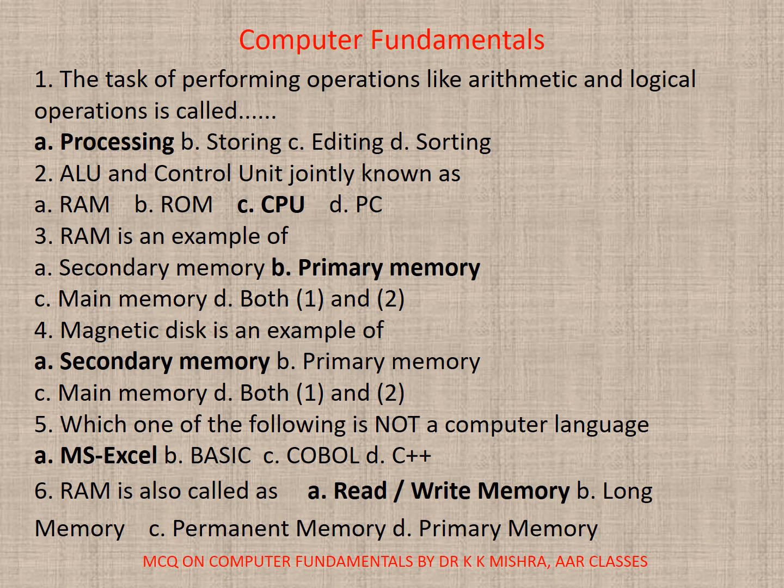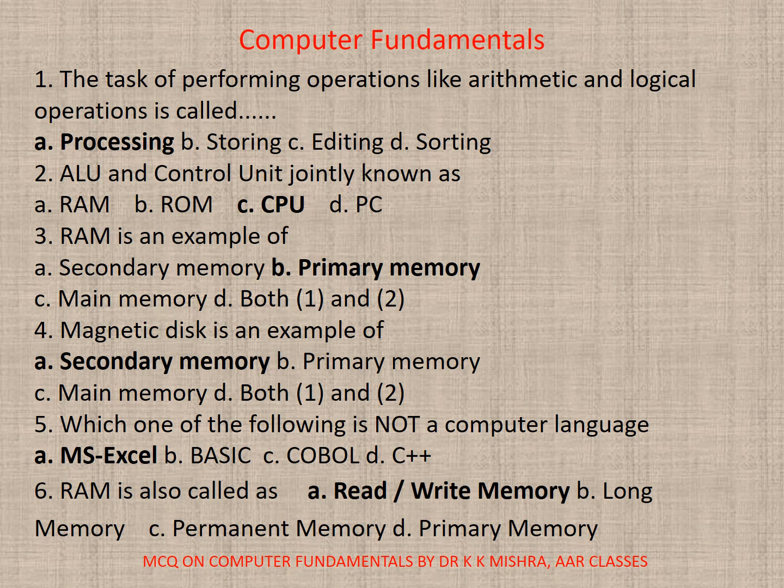Processing. 2. ALU and control unit jointly known as A. RAM, B. ROM, C. CPU, D. PC. Correct option is C. CPU. 3. RAM is an example of A. Secondary memory, B. Primary memory, C. Main memory, D. Both A and B. Correct option is B. Primary memory.